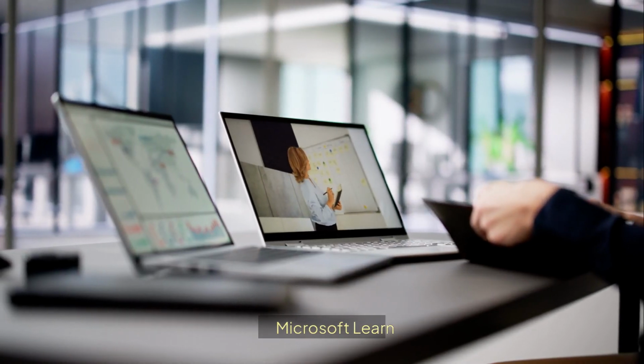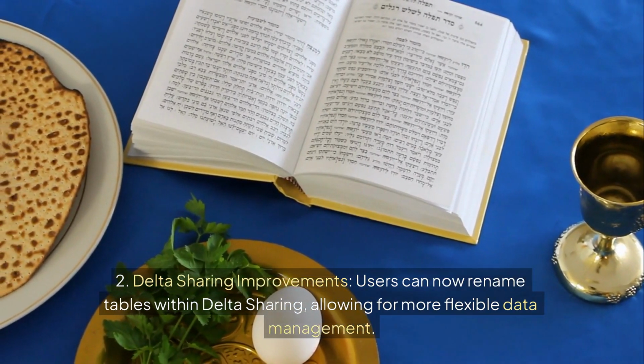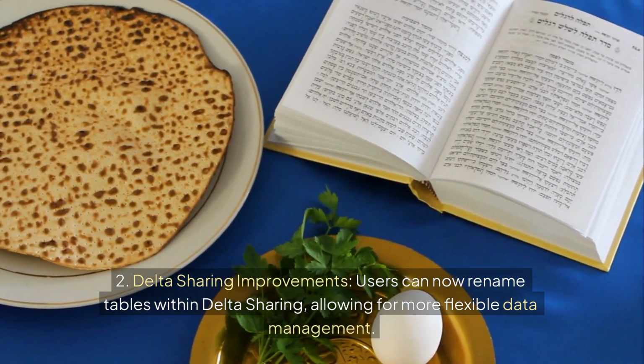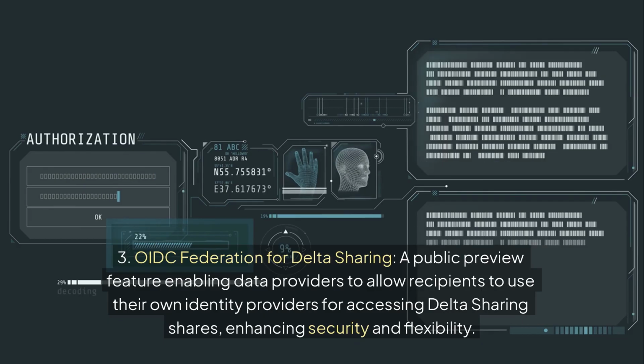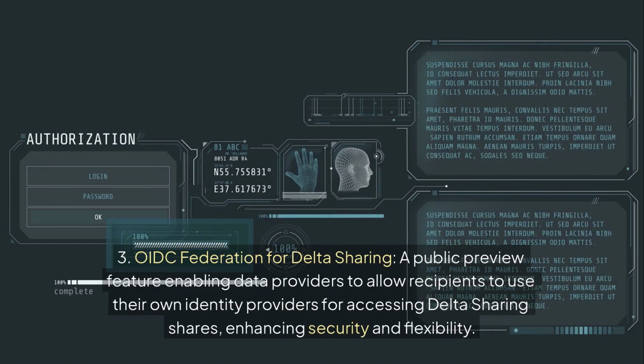2. Delta sharing improvements. Users can now rename tables within Delta sharing, allowing for more flexible data management. 3. OIDC Federation for Delta sharing, a public preview feature enabling data providers to allow recipients to use their own identity providers for accessing Delta sharing shares, enhancing security and flexibility.